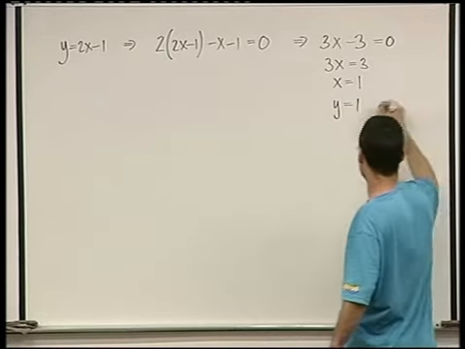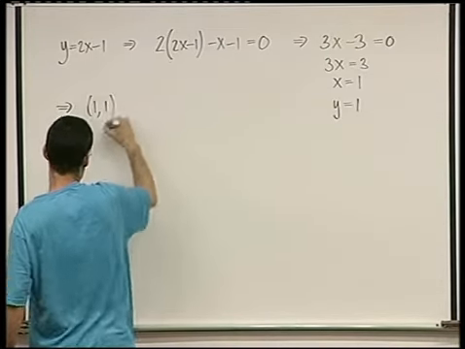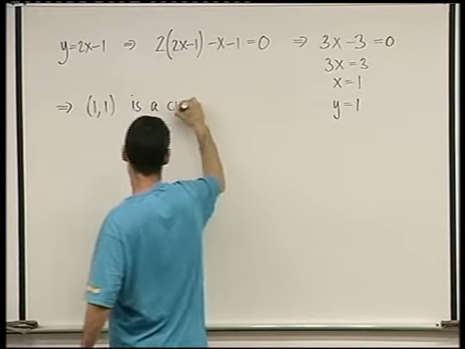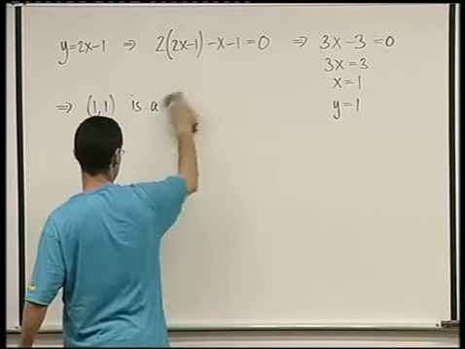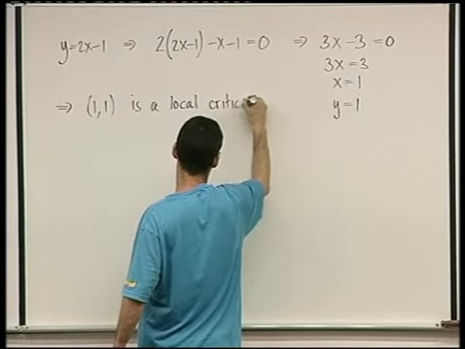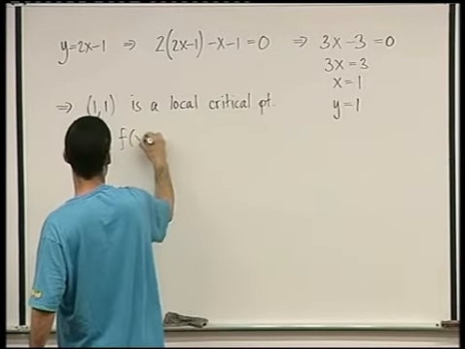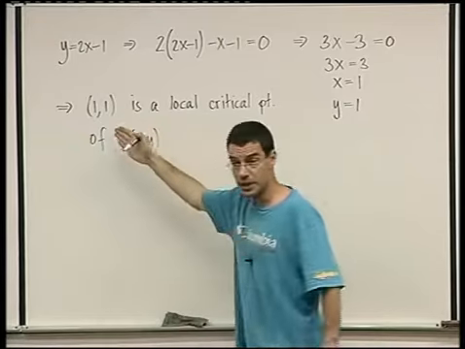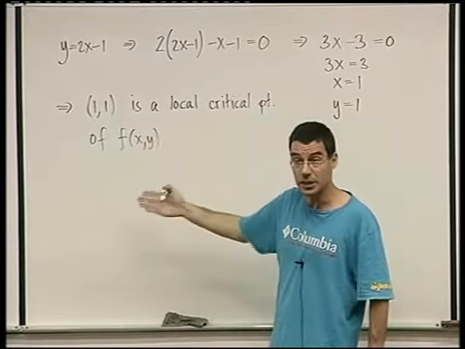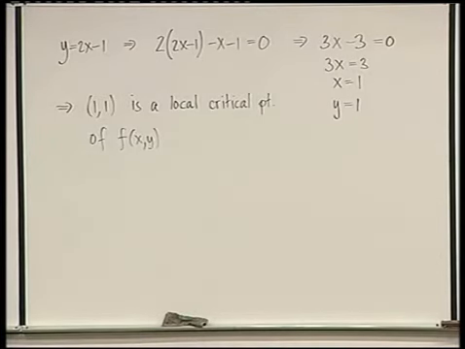Let's check if this point (1, 1) is a local critical point of f. And are we interested in this point? We have to check if it lies inside D. If we care about it at all, let's look back at D for a second. The point (1, 1) is somewhere here, so it's a legitimate candidate, right?